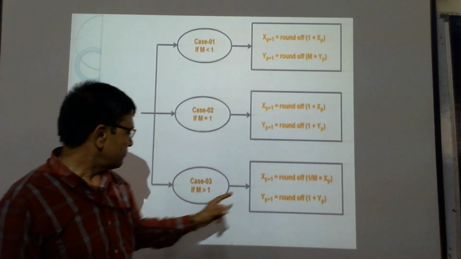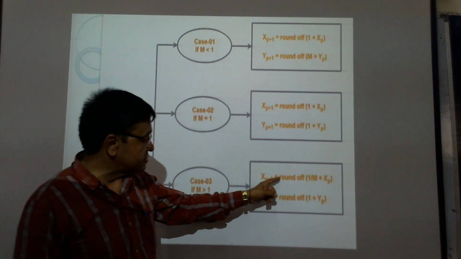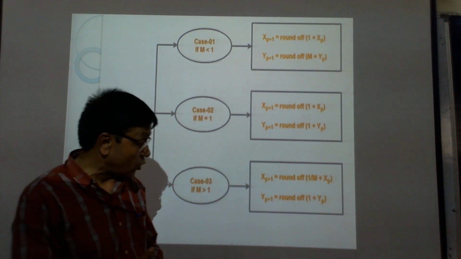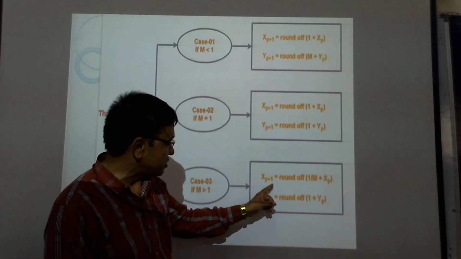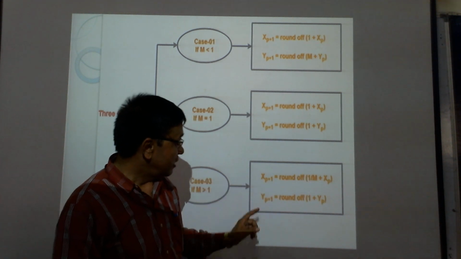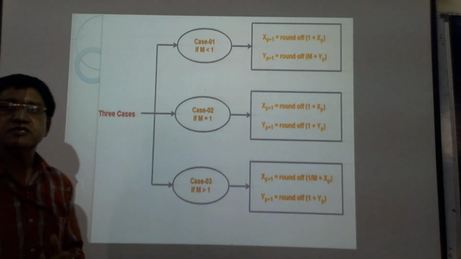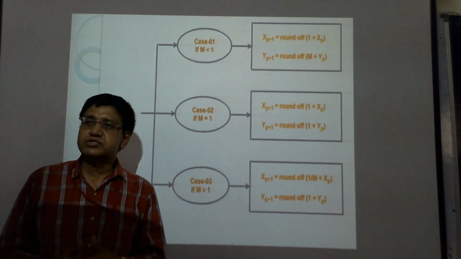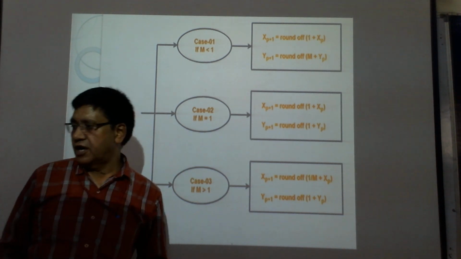And this is the case when m is greater than 1. This is the third case, used to calculate the next pixel coordinates, using xp plus 1 equal to round off 1 upon m plus xp, and yp plus 1 equal to round off 1 plus yp. These are the three cases used to generate the next pixel position coordinates in the DDA line algorithm.